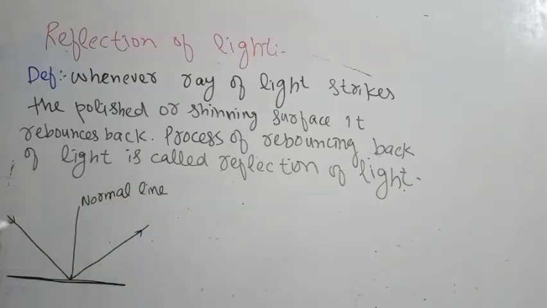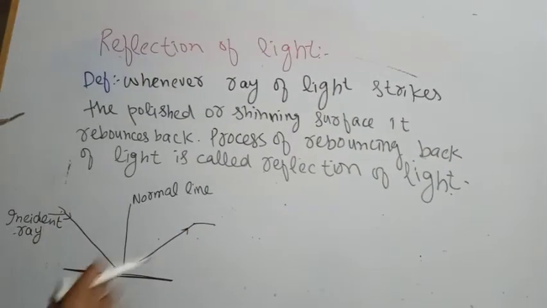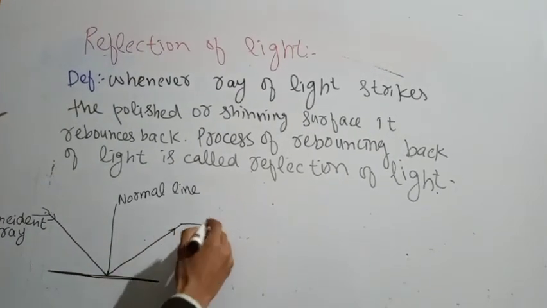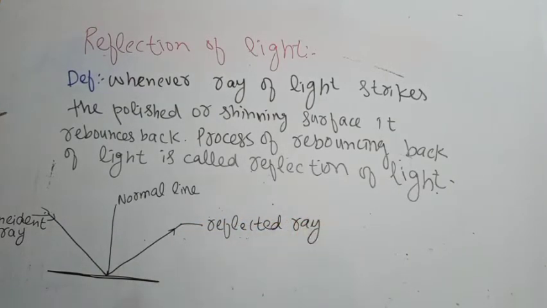The ray of light which is striking on the surface, this ray is known as the incident ray. Whereas the ray of light which is reflected in the air, which rebounds in the air, this one is known as the reflected ray. And the line which is perpendicular to the polished surface, this one is known as the normal line.